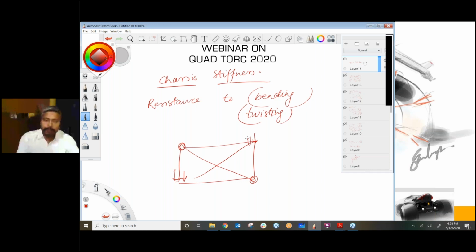Now coming to the another part, which is lateral load transfer and longitudinal load transfer. Just a moment.